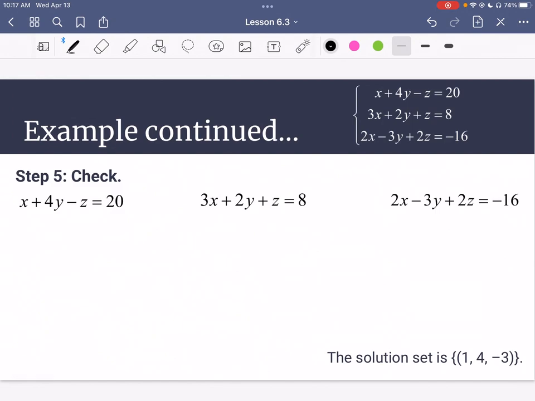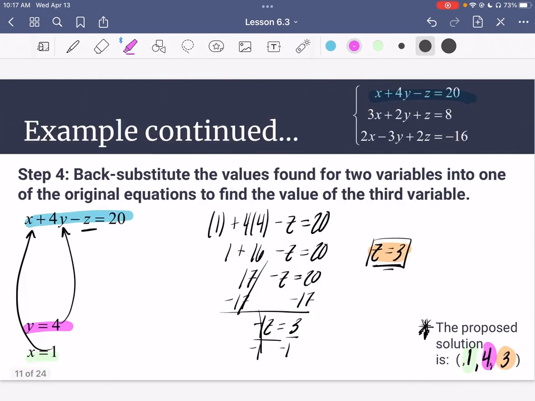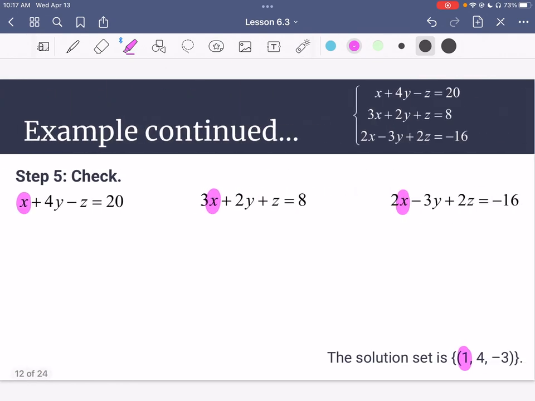So this is step number 5. Again, we're not always going to ask you to do this, but at least initially it's a good practice to get into. So if we are checking this solution, again, we're going to plug in these values for our x's, our y's, and our z's. So we'll plug in 1. Whoopsies, I used a different color, but you know what? That's okay. 1 for x, 4 for y, and then 3 for all of my z's. And we will check to see, does this actually work?